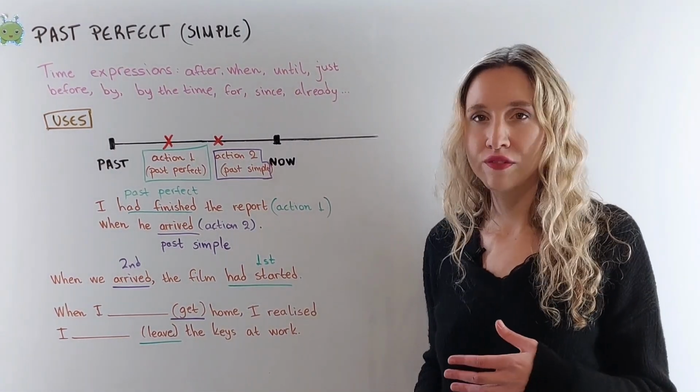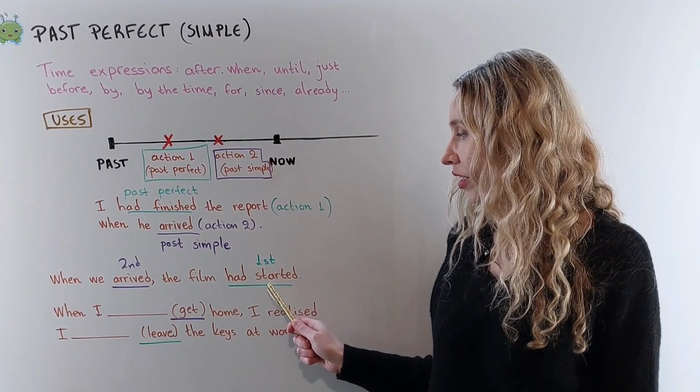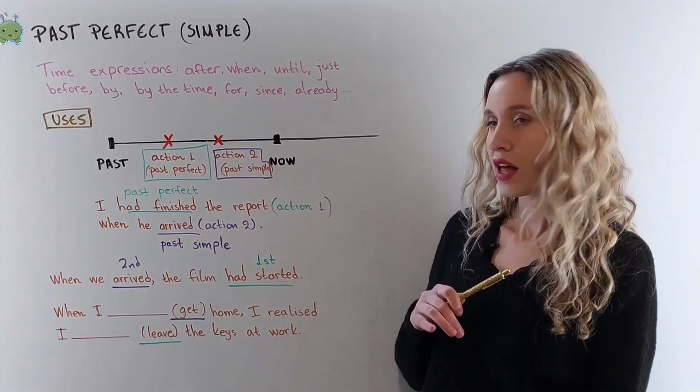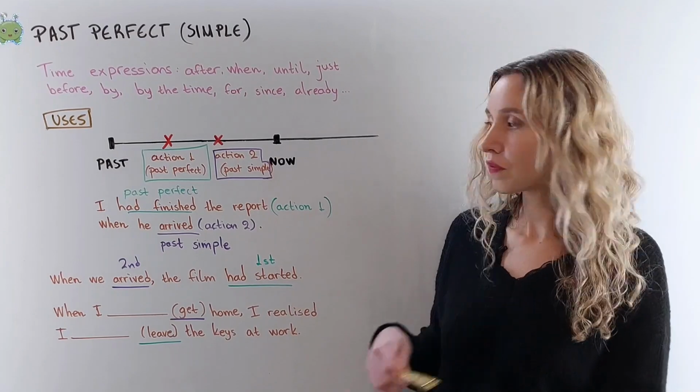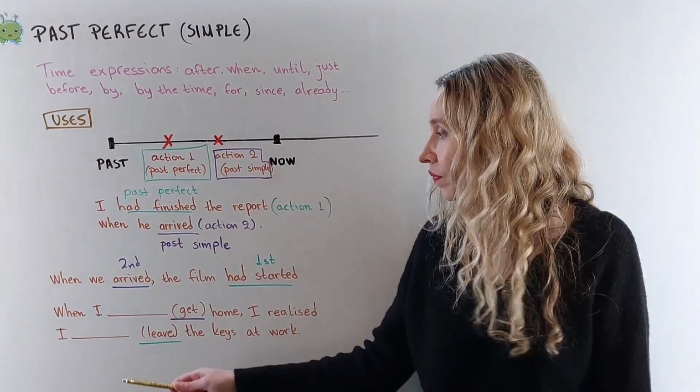Try to identify the first action and the second action. So, the film had started. This is in the past perfect because it happened first. And then we arrived. Okay, your turn.